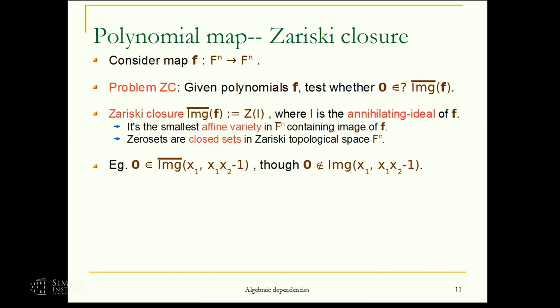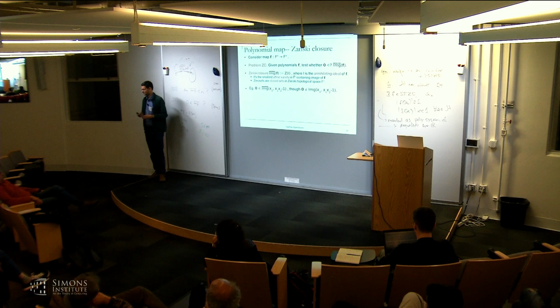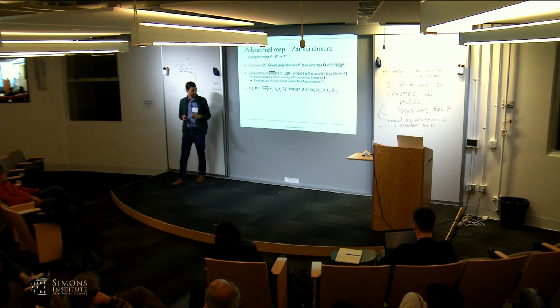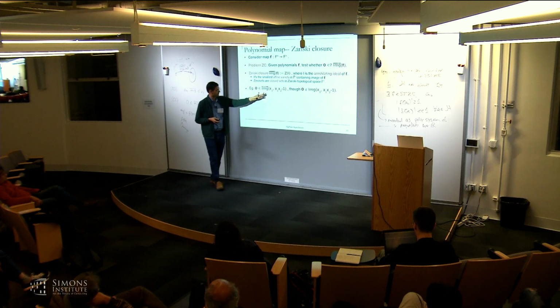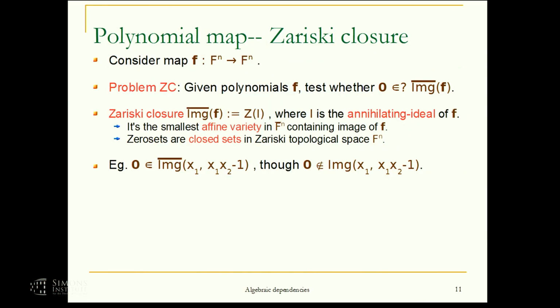So every point is actually a limit point. If the polynomials are algebraically independent, then the Zariski closure is everything. Exactly. Yes, that's the result. This is exactly what happens here. So these two are independent. This you can actually deduce from the definition. If the polynomials are independent, then the annihilating ideal is 0, and the zero set of 0 is everything.